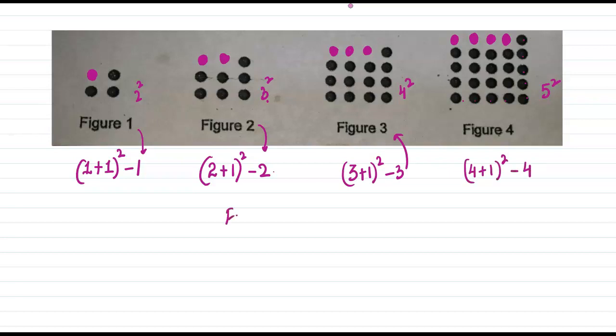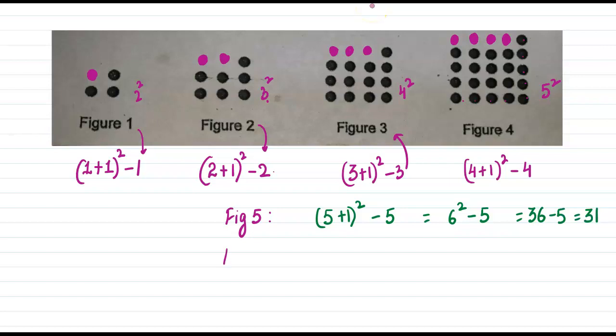So for the next figure, for the fifth figure, figure number is 5 plus 1 and square of this and minus 5, the figure number. So it should be 6 square minus 5. So 36 minus 5, which is equal to 31.